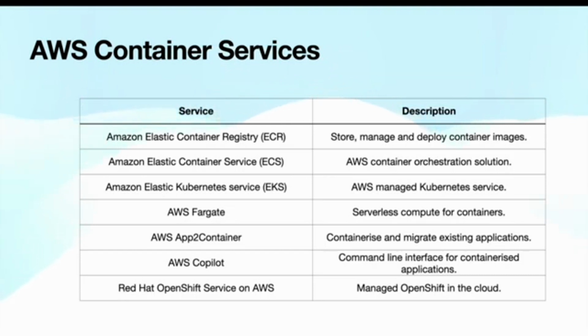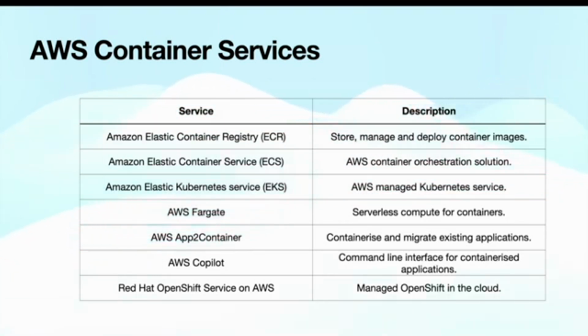Also we have Elastic Container Service, which is the AWS container orchestration solution. And we have the AWS managed Kubernetes service, EKS, and we are going to discuss that, and also a little bit of comparison of ECS and EKS and the benefits of each service. And also AWS Fargate, a serverless computing option for containers. So these are the main core services we are going to try out today.